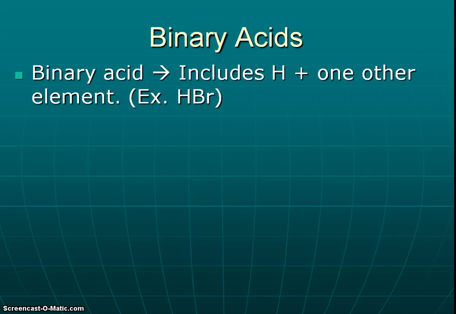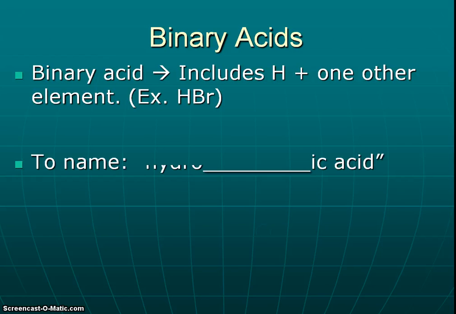So to name these, it's pretty easy. You're just going to use what's in quotations here. You're going to say hydro-blank-ic acid, and you fill in the blank with whatever element is next to hydrogen. So in that example that I have there, HBr, I know it's an acid because it starts with H. I see that it's just H and one other element, so I know it's binary. So all I'm going to do is say hydrobromic acid. I filled in the blank with bromine because that's the other element with hydrogen.